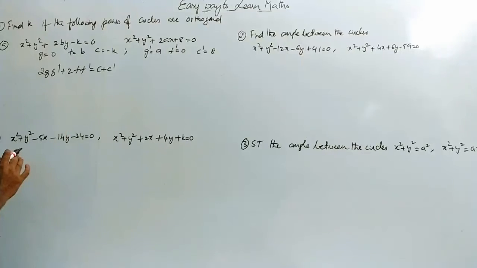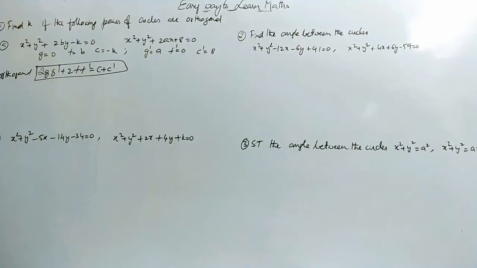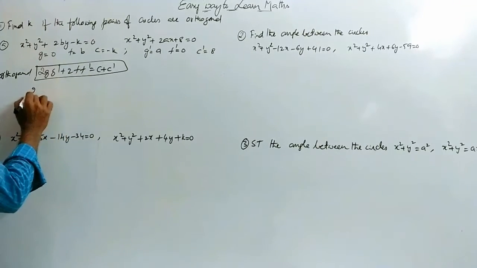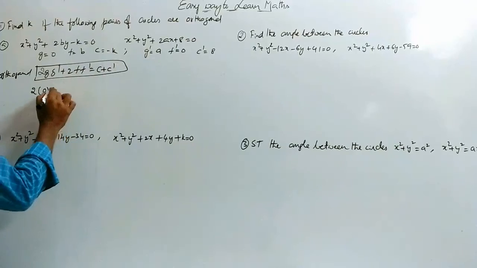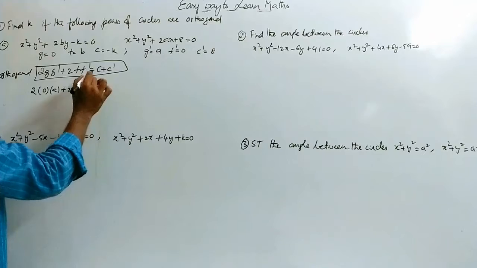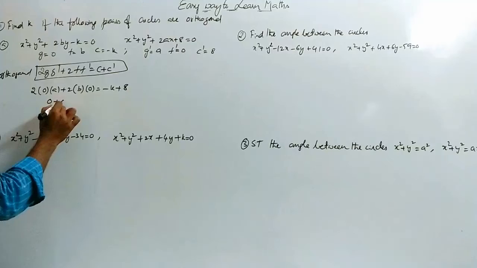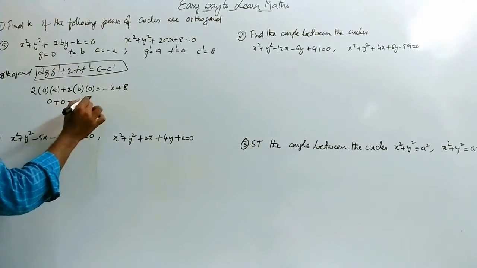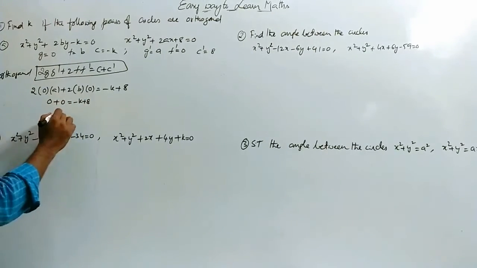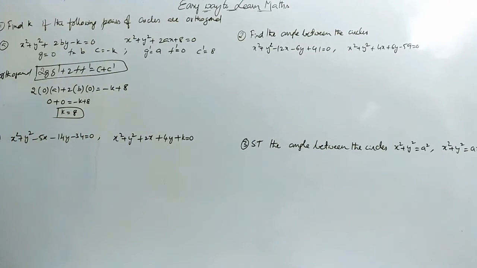Now let us substitute in this equation. Since the circles are orthogonal, 2g g dash plus 2f f dash equals c plus c dash. Now let us substitute: 2 into g, 0, into g dash, a, plus 2 into f, b, into f dash, here also 0, is equal to c, minus k, plus c dash, 8. Therefore 0 plus 0 is equal to minus k plus 8. Shifting minus k to the LHS, then k is equal to 8. These are short answer questions, very short answer questions.